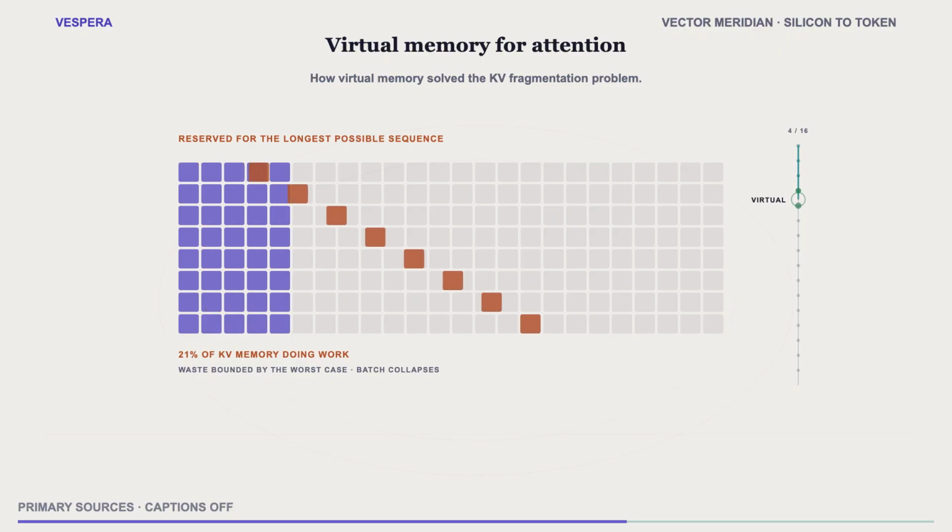There are three distinct kinds of waste here, and they are worth separating. Internal fragmentation: space reserved inside a request's own block that it never uses. Reserved for 32,000, use 300. External fragmentation: gaps between allocations too small for a new request. Free memory exists, it is not contiguous, so it is unusable. And redundant duplication: when several requests share a prefix, the same system prompt, the same few-shot examples, the same document, each keeps its own identical copy.